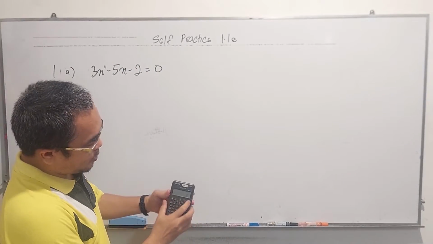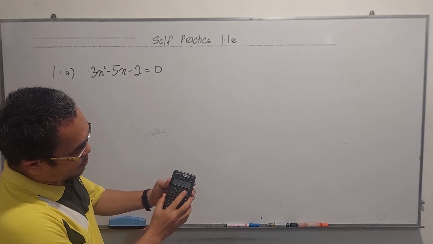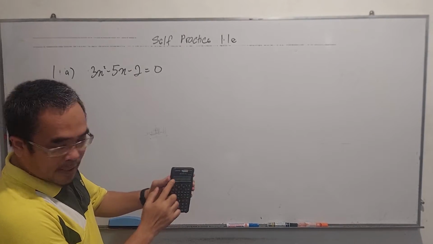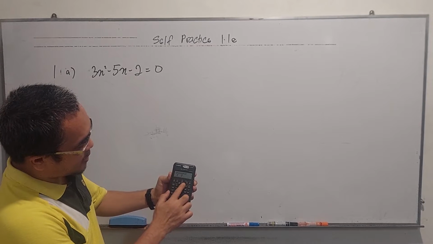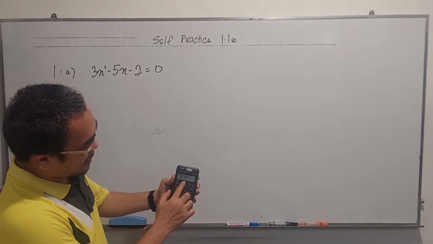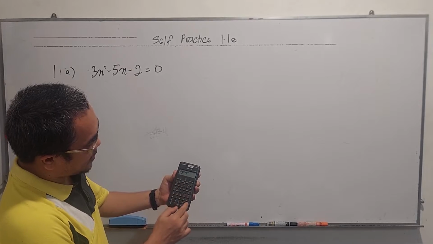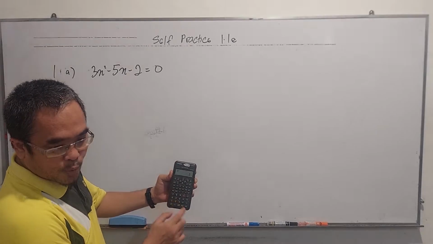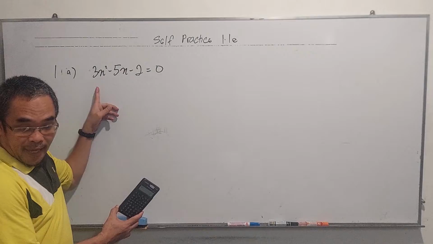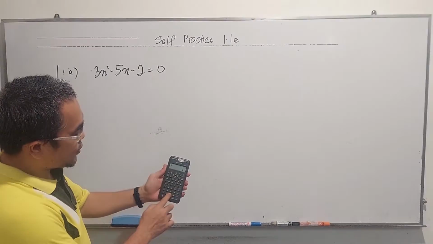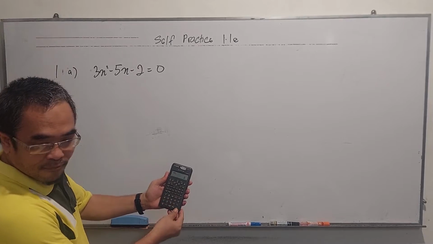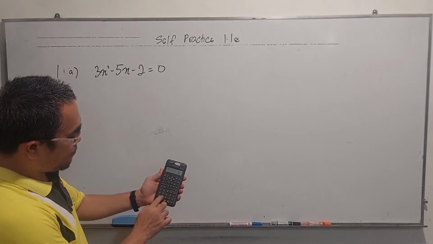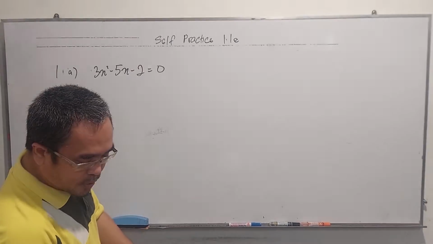Okay, let me repeat. You use the calculator, press mode, then EQN, you press 1. Unknown, you press the right button here. In the middle, you get the degree and press 2. So they ask you for A. A will be 3, B will be negative 5, C is negative 2.